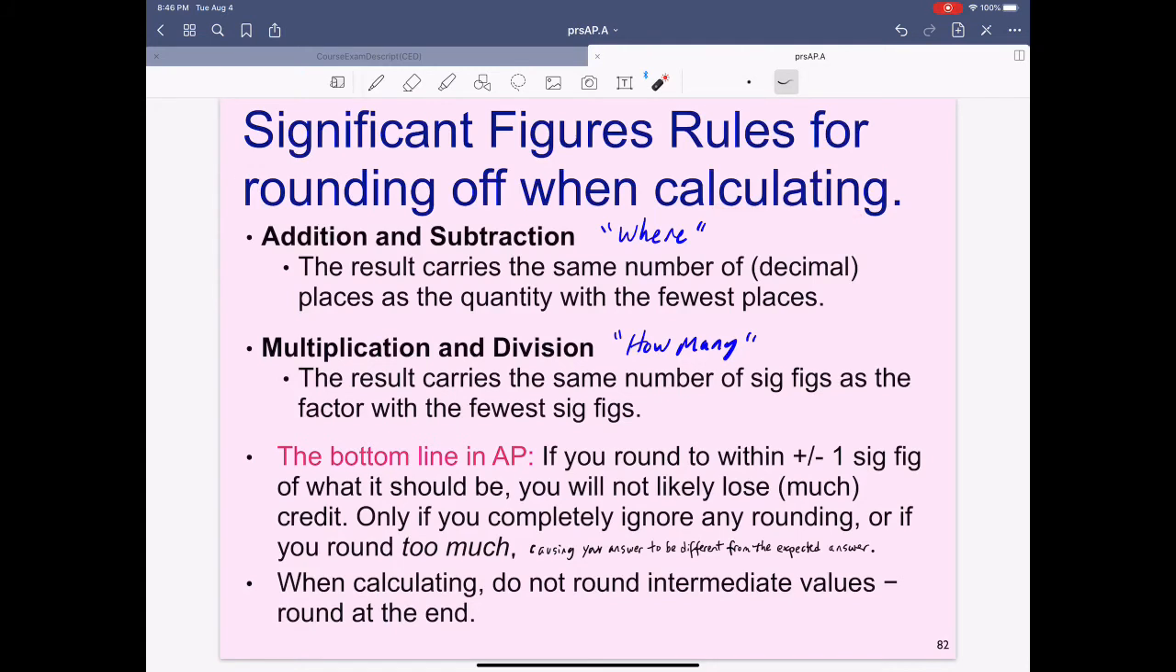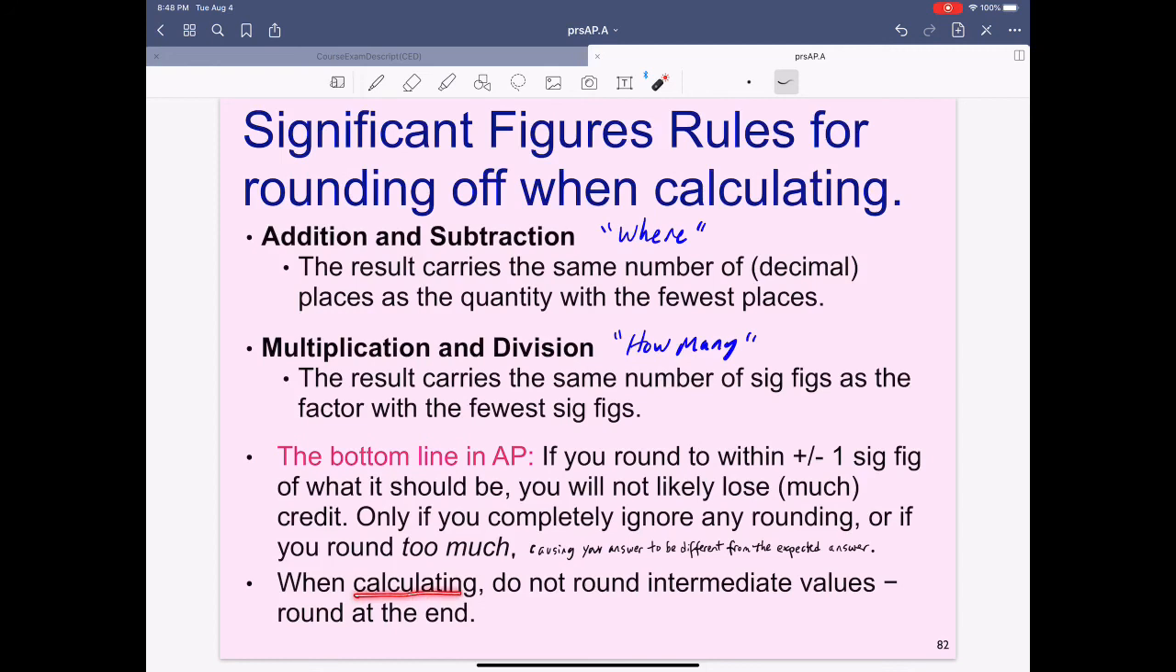There are two fundamental rules: addition and subtraction, in which we concern ourselves with where the significant figures are. The result will have the same number of decimal places as the quantity in the calculation with the fewest. So we need to think about where they are located. With multiplication and division, it's simply how many significant figures. The result will have the same number of significant figures as the factor with the fewest.